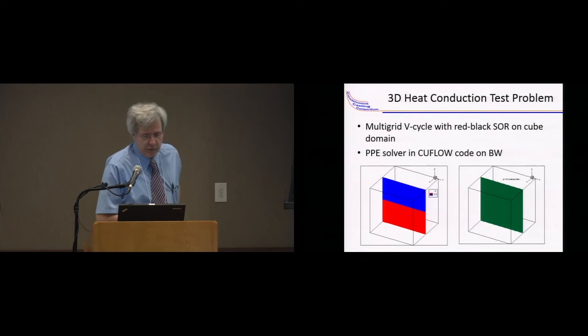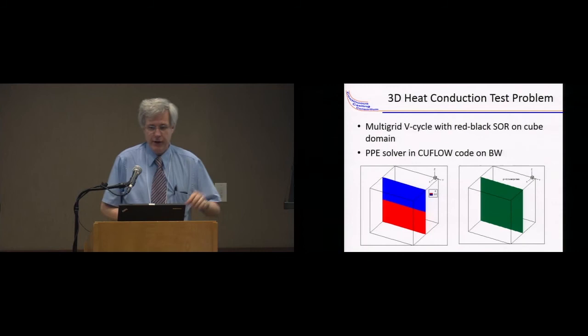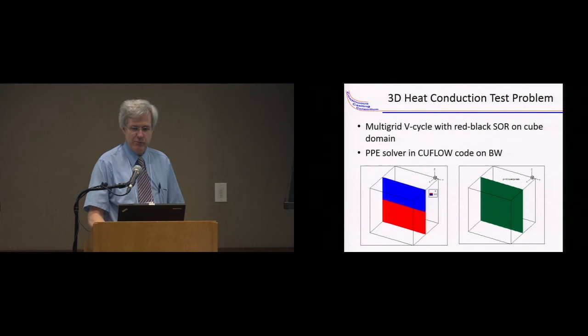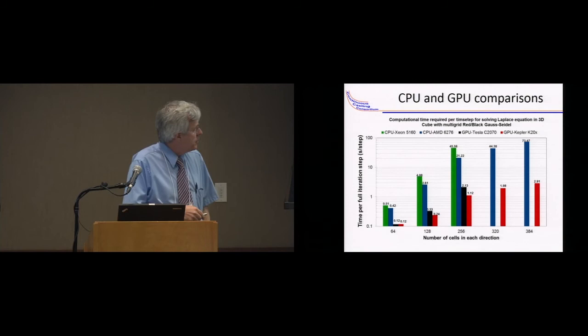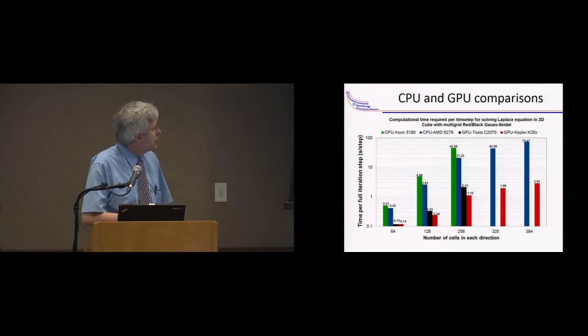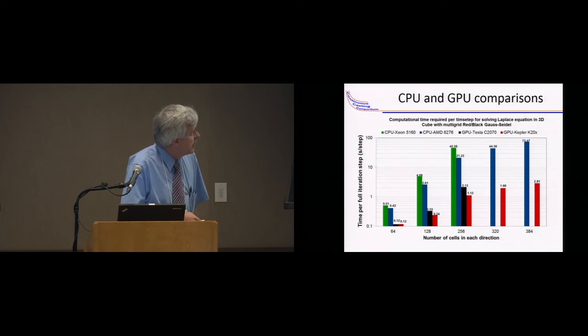It's a geometric multi-grid with the V-cycle, and it has this red-black relaxation method. For this test problem, we're comparing the CPU on our workstation, the CPU on Blue Waters, the GPU on the workstation, and the GPU on Blue Waters. Blue Waters is definitely outperforming our workstation, and the GPU is greatly outperforming the CPU. So we've got some pretty good success on that one.